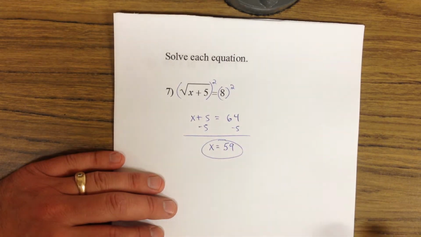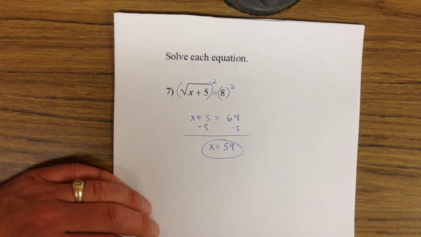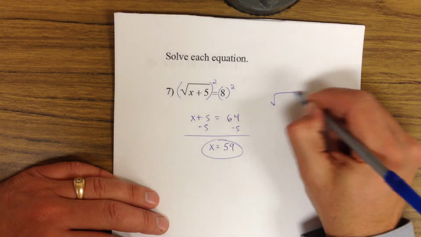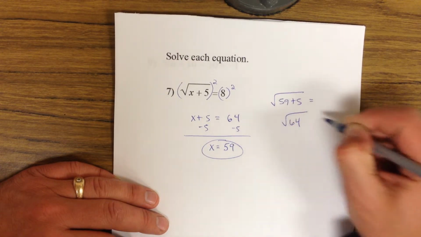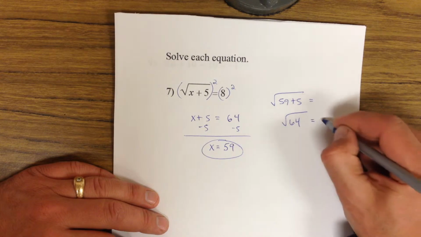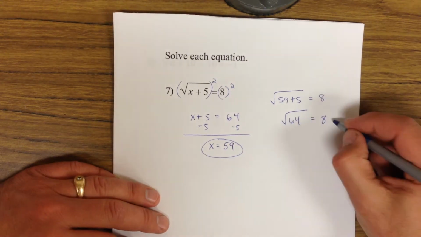It looks like x equals 59. You can always check your work. 59 plus 5 is obviously 64, and the square root of 64 is 8, so it checks out.